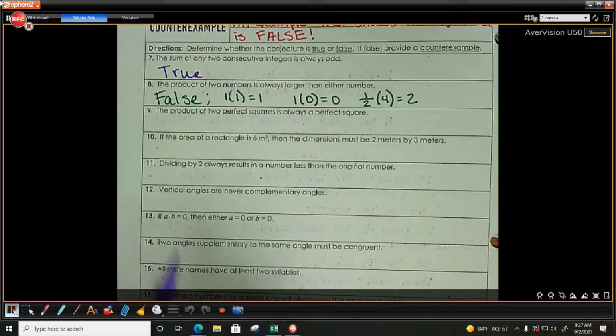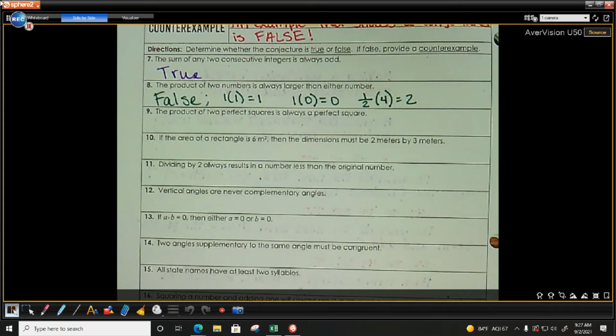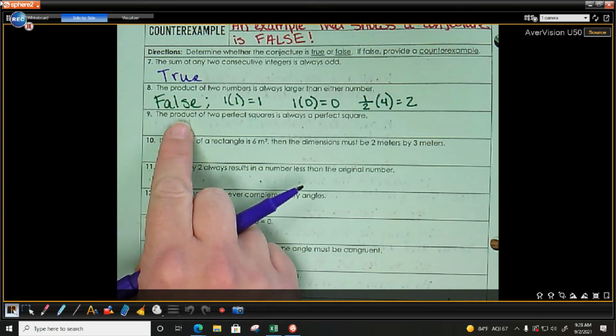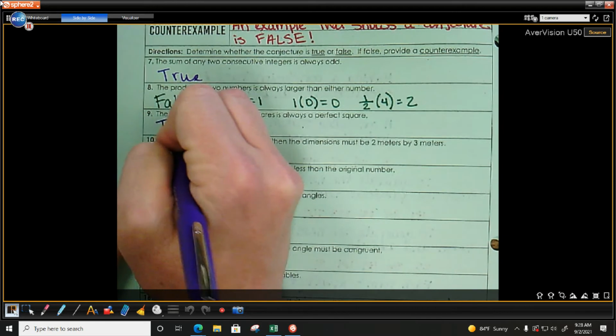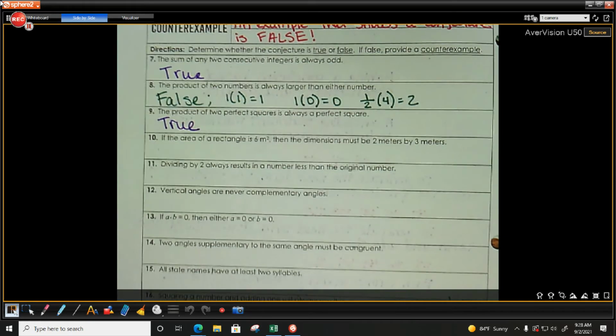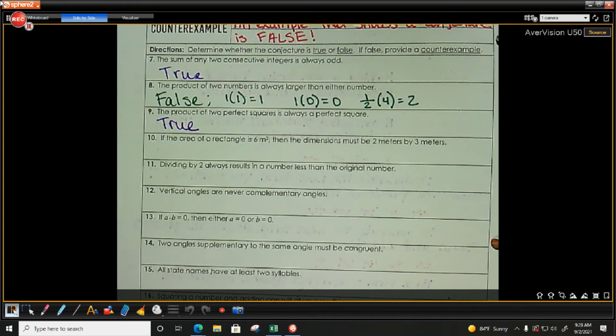Okay, the product of two perfect squares is always a perfect square. Do we think true? Okay, so if you're shaking your head no, you got to come up with an example. 4 and 16, the product. Well, multiply. 4 times 16 is 64. Is 64 a perfect square? Yep. It's true. The product of two perfect squares is always a perfect square.